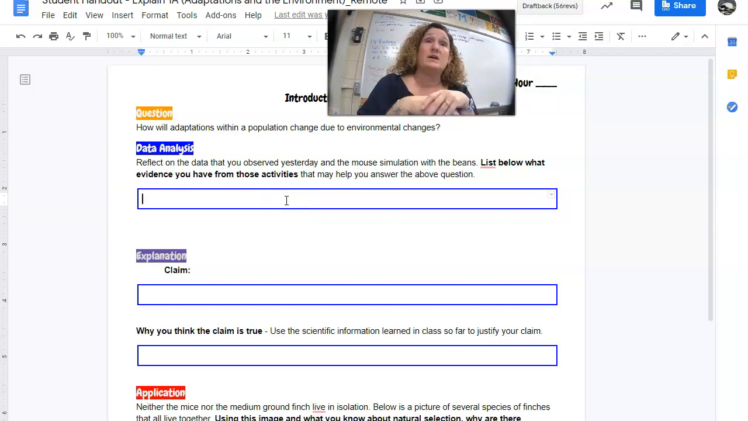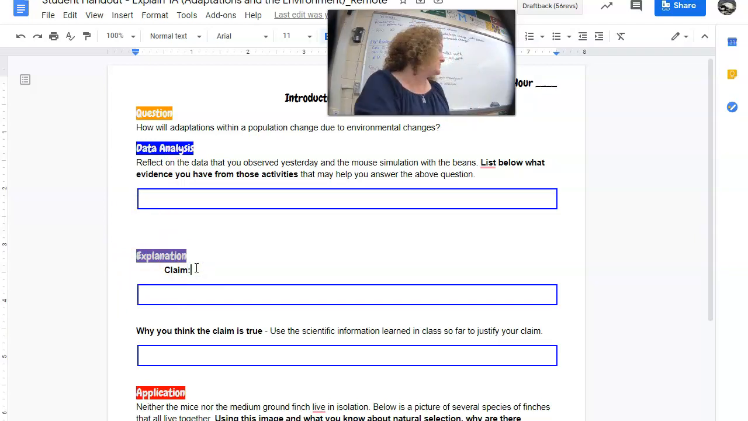And then you can also go back and look at your simulation from last week that you did either with the mice and/or the rabbits. Okay, so this is for your evidence, your data. You're then going to write a claim. Remember that a claim is going to answer the question. All right, so you're going to answer the question here.